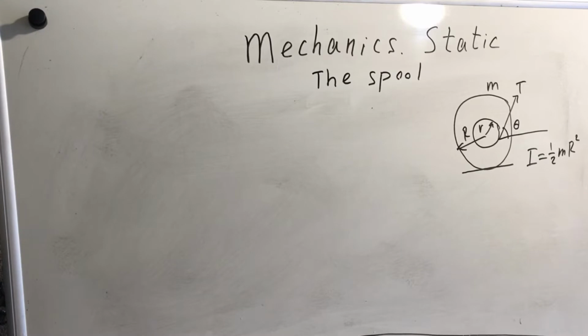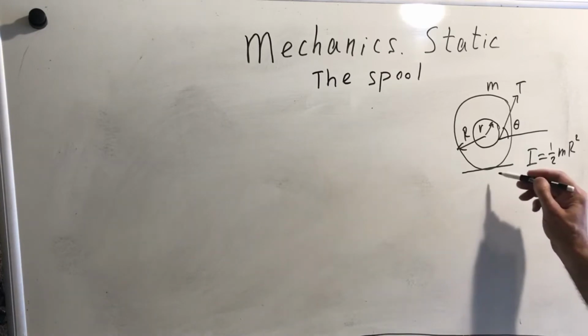So basically we just need to find the proper point of the axis of rotation for this problem, because we know this spool will not rotate if the total torque is 0. And such a point is only this point of contact.